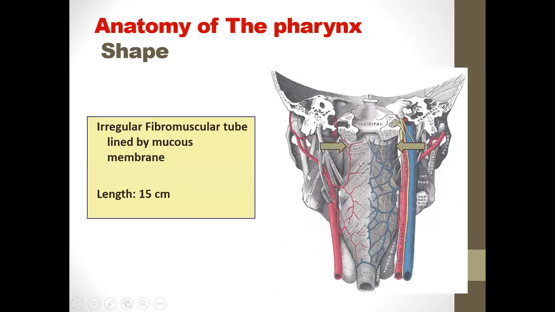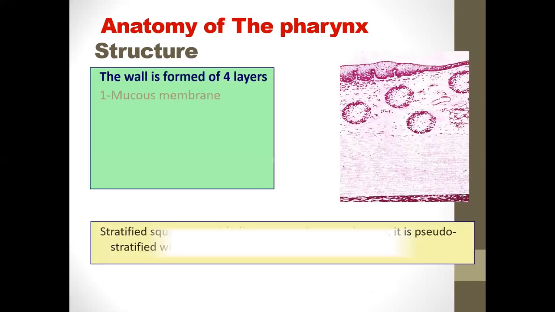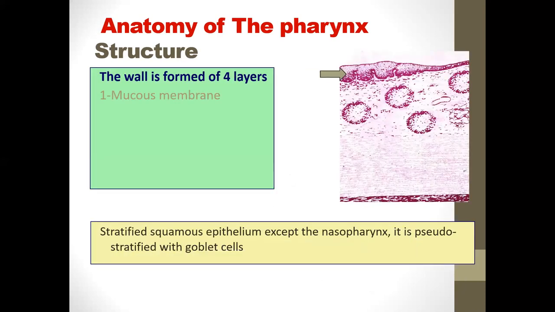It is an irregular fibromuscular tube that's lined by mucosa inside, and in adults, it is 15 centimeters in length. As you can see from the skull base, that is the basi-occiput, to the esophagus, it is roughly 15 centimeters in length. It's made of four components, its layers. The wall of the pharynx has four layers.